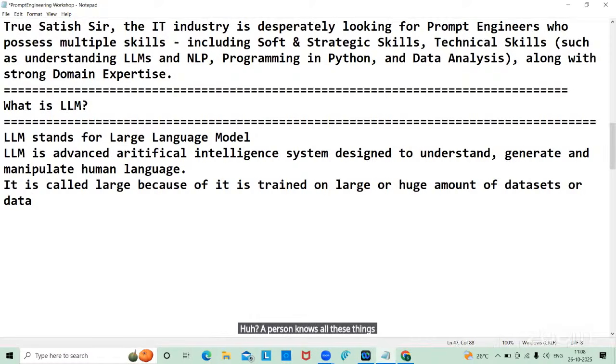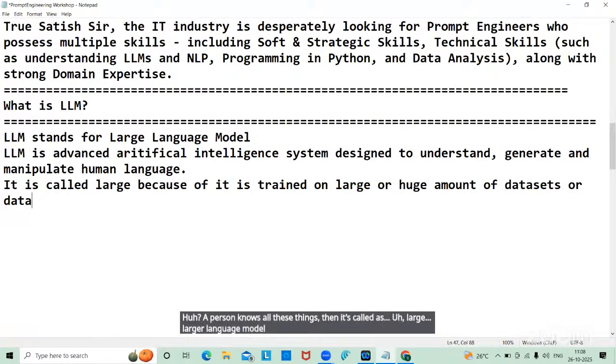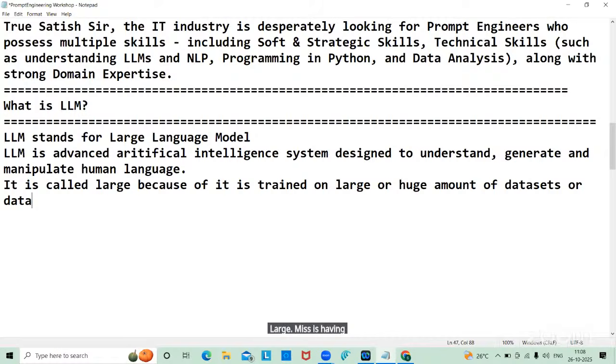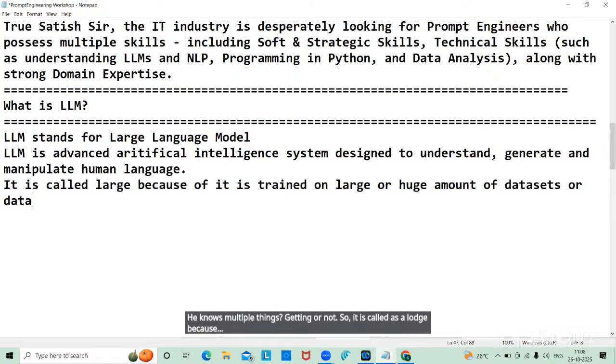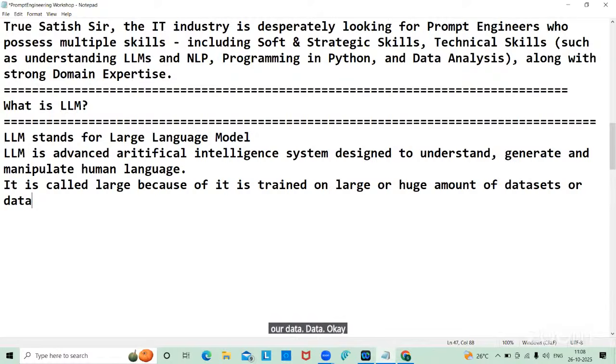Then it's called a large language model. It means the model has a lot of subjects, is trained on a lot of things, and knows multiple things. So it is called large because it is trained on a large or huge amount of data sets. Okay, massive data. But where will you get this data from?